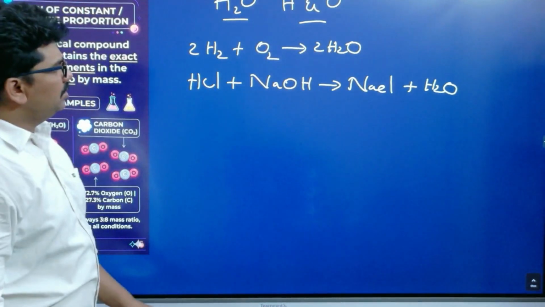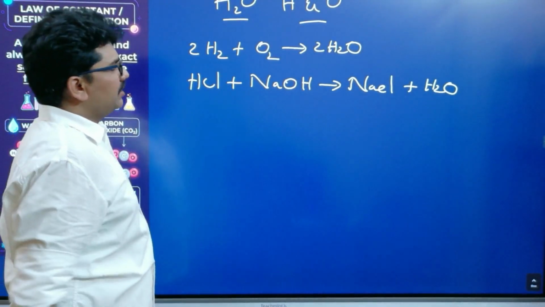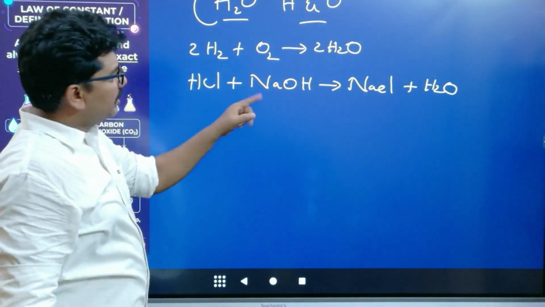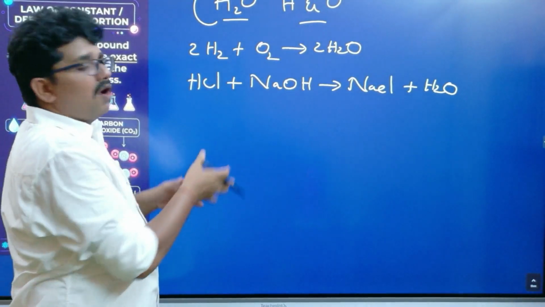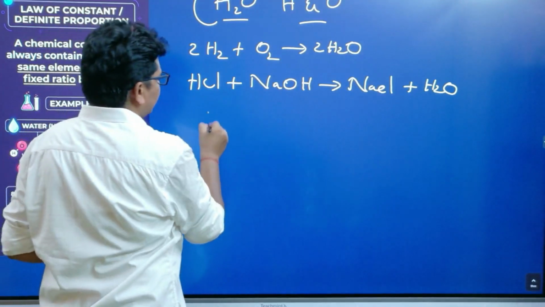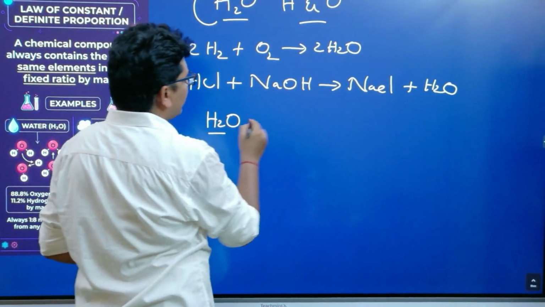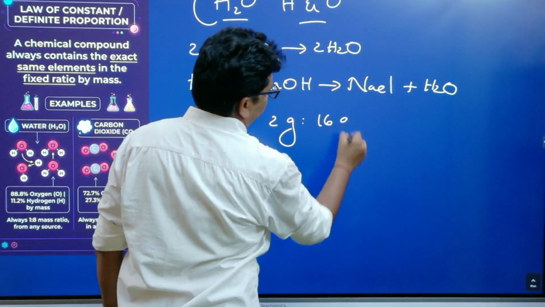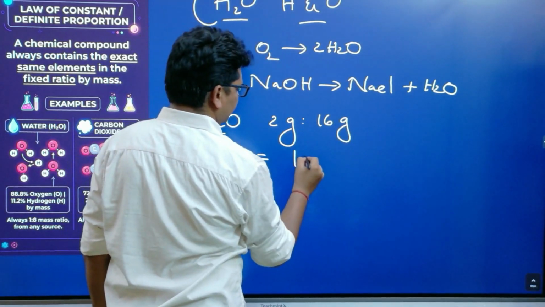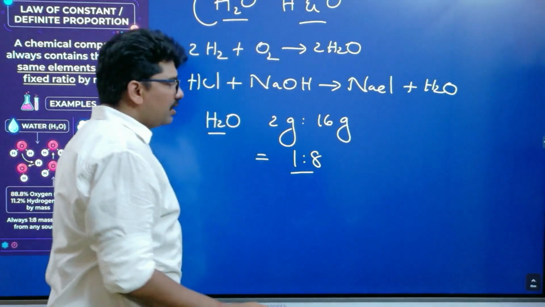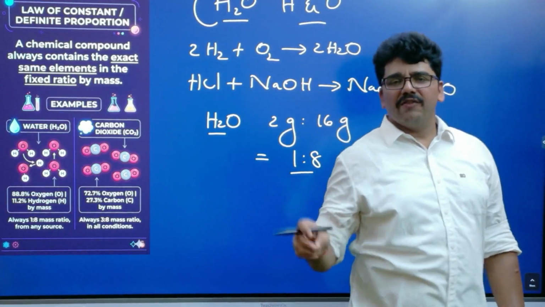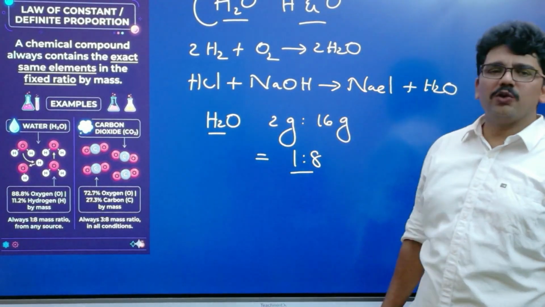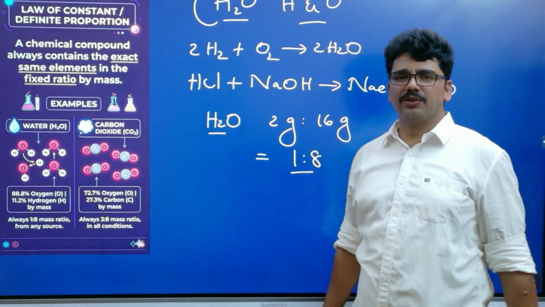Like this, any chemical reaction, any preparation method you take for the preparation of water, all the samples of water contain hydrogen and oxygen, combined in a fixed proportion. Take this H2O. Hydrogen mass is 2 grams, oxygen mass is 16 grams. What is its mass ratio? 1:8. So whatever the method of preparation, the given compound always contains the same elements and their mass ratio is a fixed ratio.